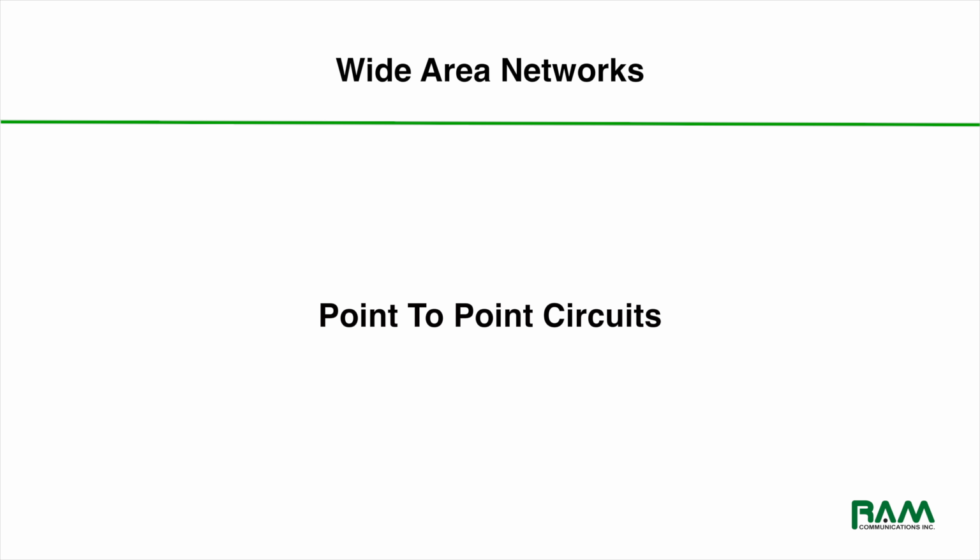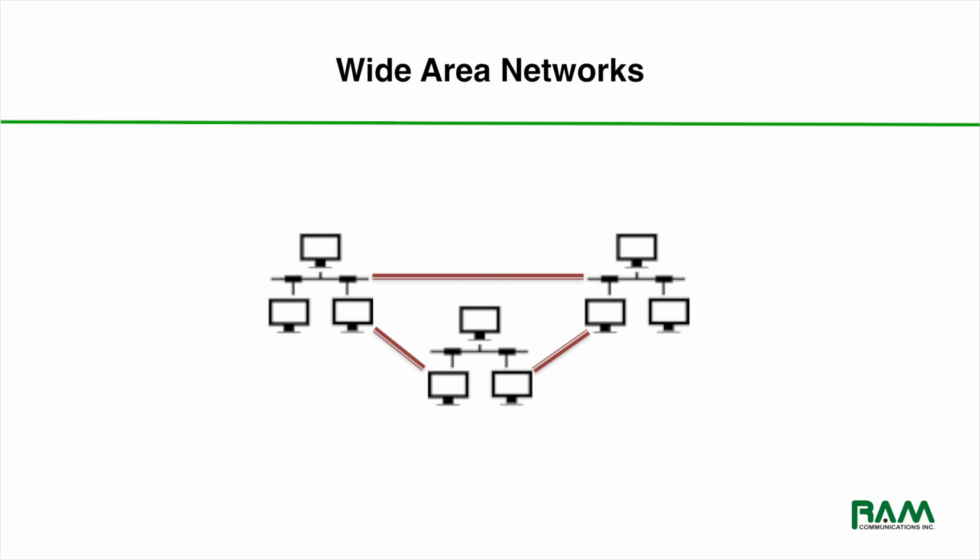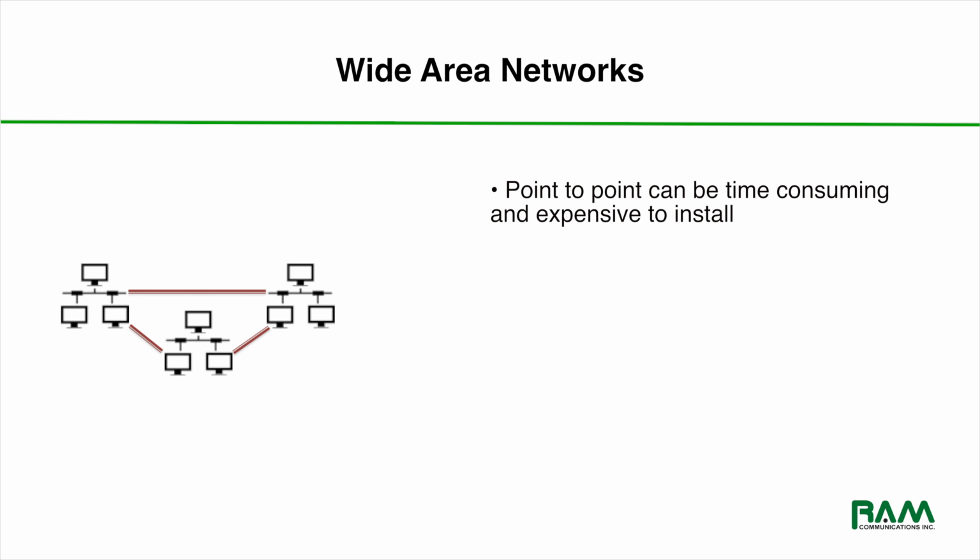Although it's basic, point-to-point is a very stable and reliable way of connecting locations. In a point-to-point network, circuits can use copper or they could use fiber to physically connect the locations together, as you see in the illustration here. However, a point-to-point network can have certain limitations. For one thing, a point-to-point network can be very expensive and time-consuming to install.